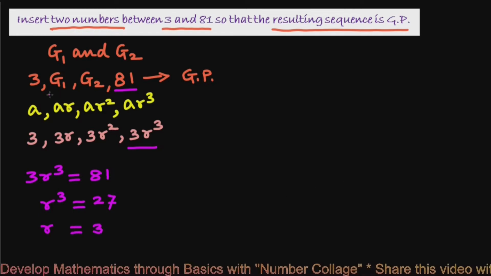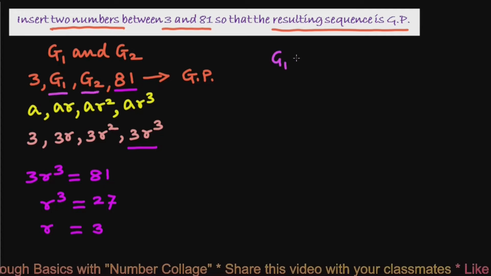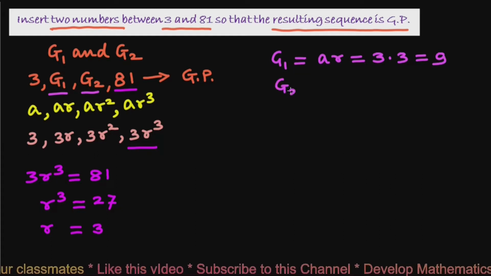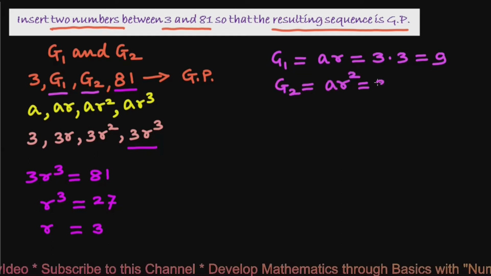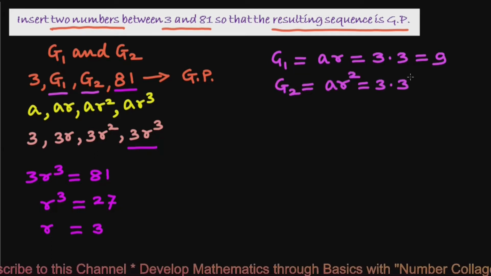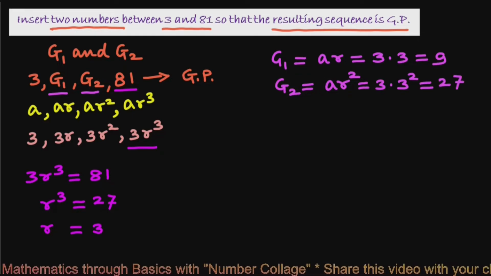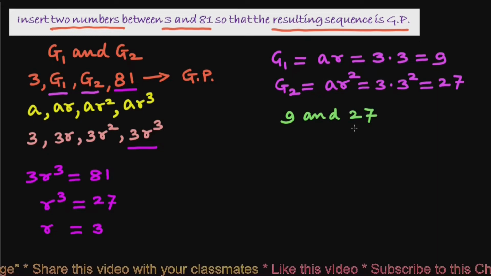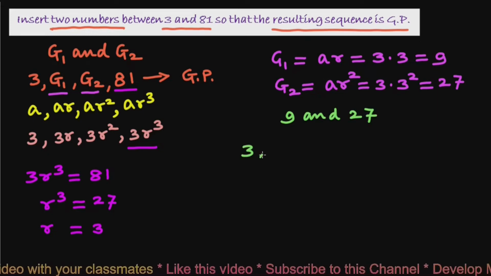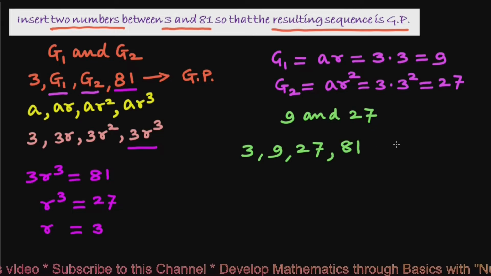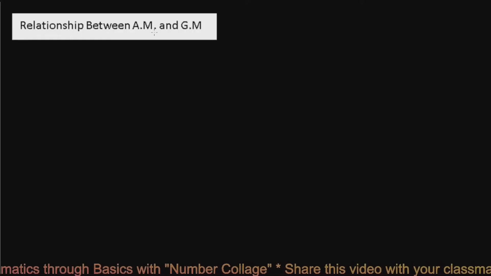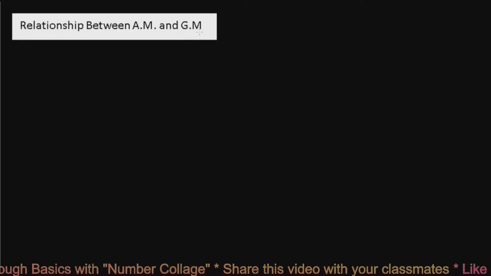So the two numbers to be inserted: G1 will be AR, that is 3 multiplied by 3, 9, and G2 is AR square, that is 3 multiplied by 3 squared, 9 threes are 27. So the numbers to be inserted will be 9 and 27 so that the sequence 3, 9, 27, 81 becomes a GP. Next, we will study the relationship between arithmetic mean AM and geometric mean GM.